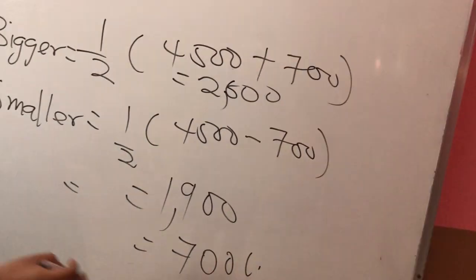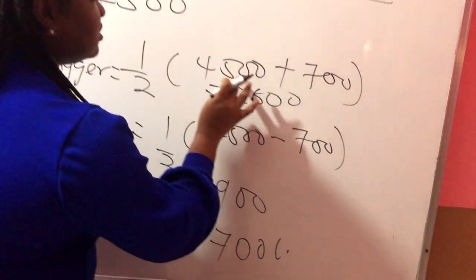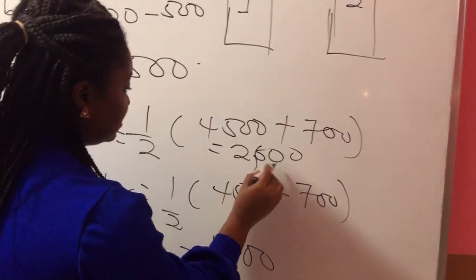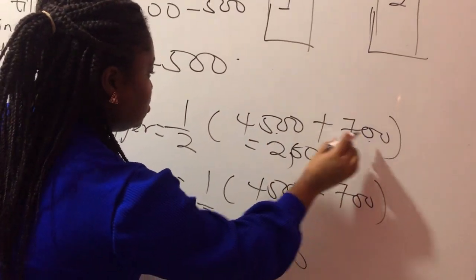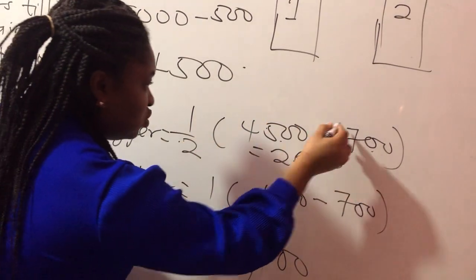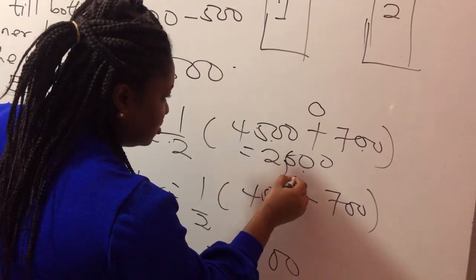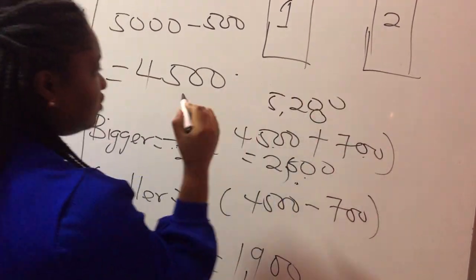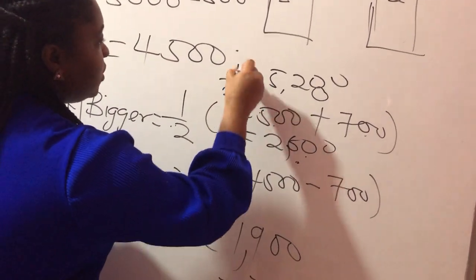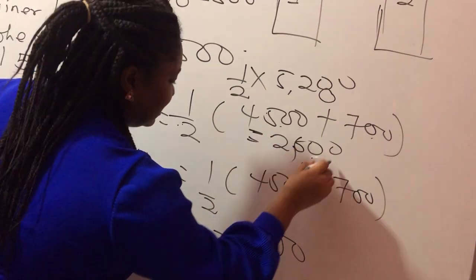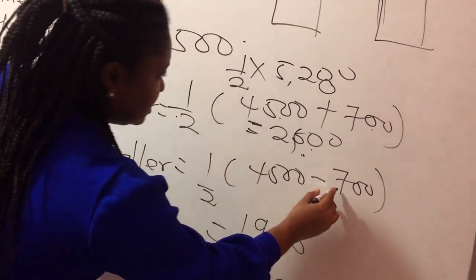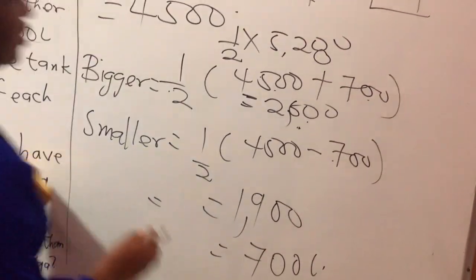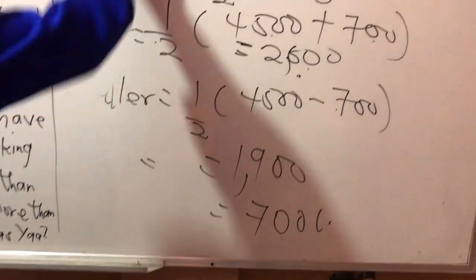700 liters. I am not saying that 4,500 plus 700 is the 2,600. After adding this one, when I found half of the total of this one, then I got this one. So the total of this one is what? Is it 5,200? Yes. So 5,200, and I found half of 5,200, and I got this 2,600. And this one, I did my subtraction, and I got this. Because of time, we are rushing.